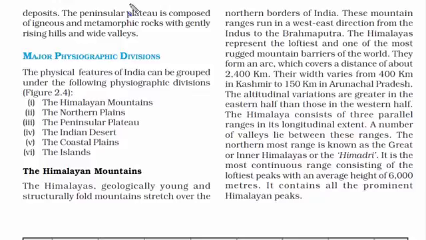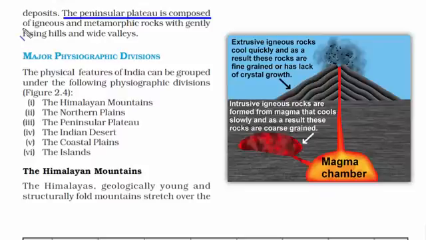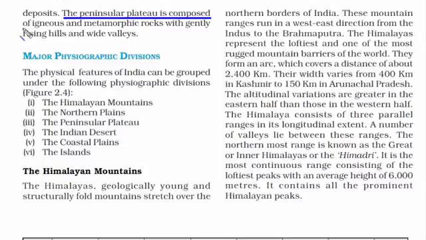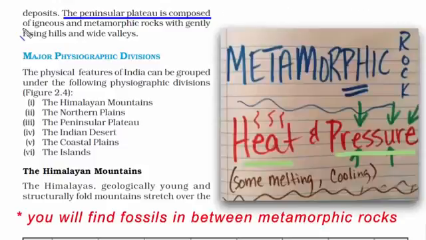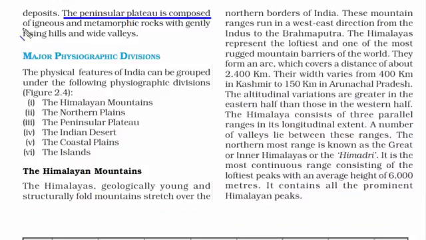But the Peninsular Plateau is quite different from the northern plains. It is composed of igneous and metamorphic rocks. Igneous rocks are those rocks which are formed through the cooling and solidification of magma or lava. And metamorphic rock is a type of rock which has undergone change by extreme heat and pressure. And since the Peninsular Plateau is the oldest landmass, these two rocks are bound to be present there.